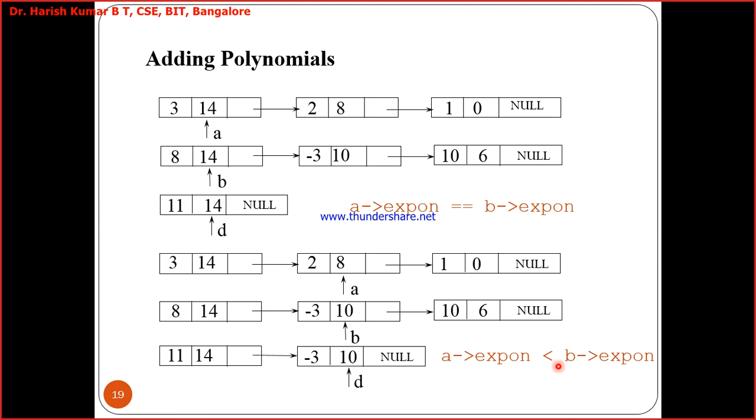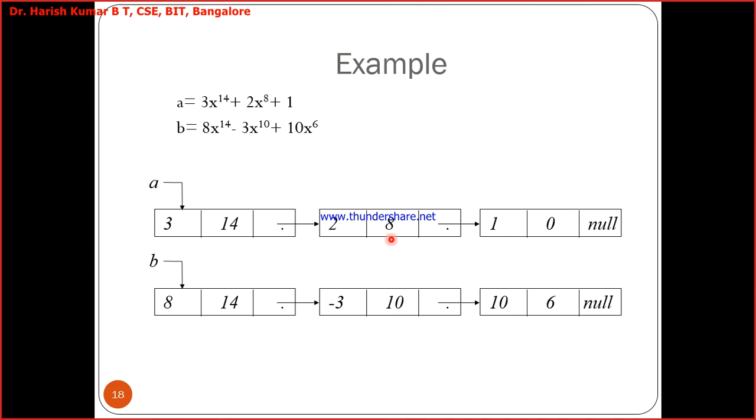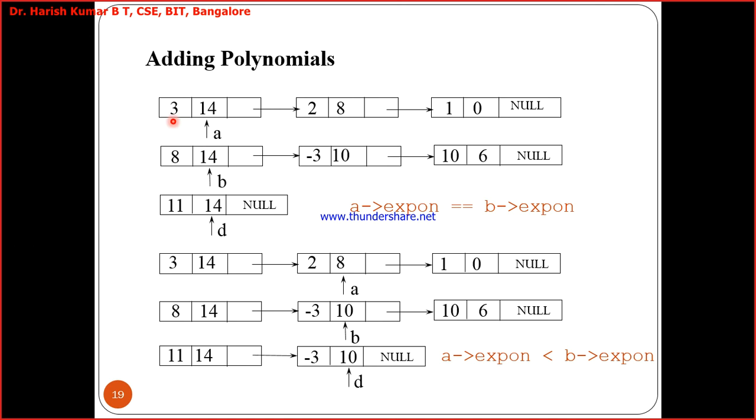Now adding polynomials. Say I want to add two polynomials. I have taken the same polynomials. This is a and this is b. Now I want to add the polynomials. Now what I'm doing, see this node and this node, I'm just checking.